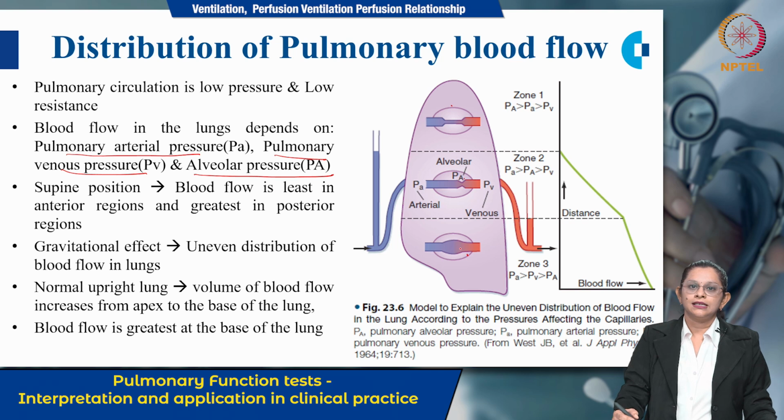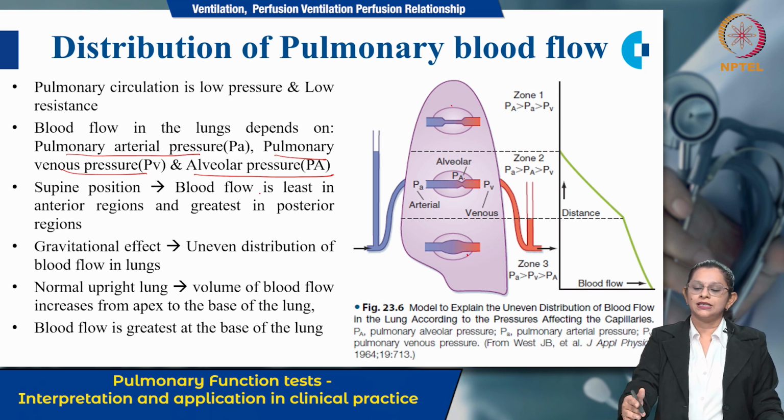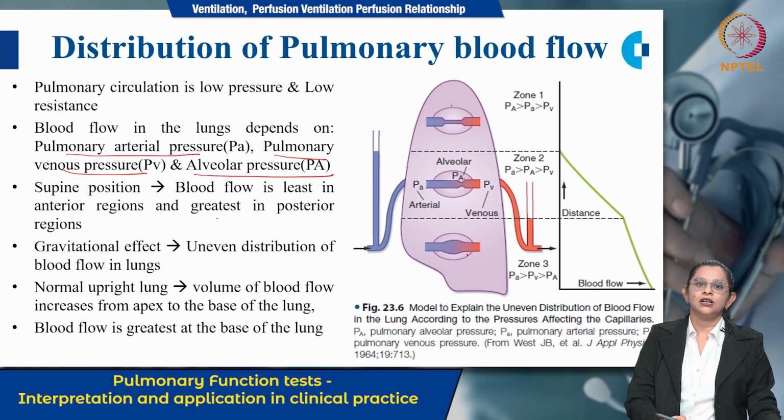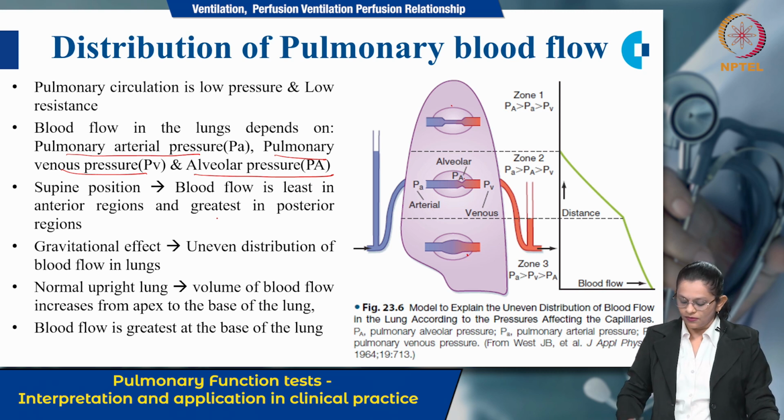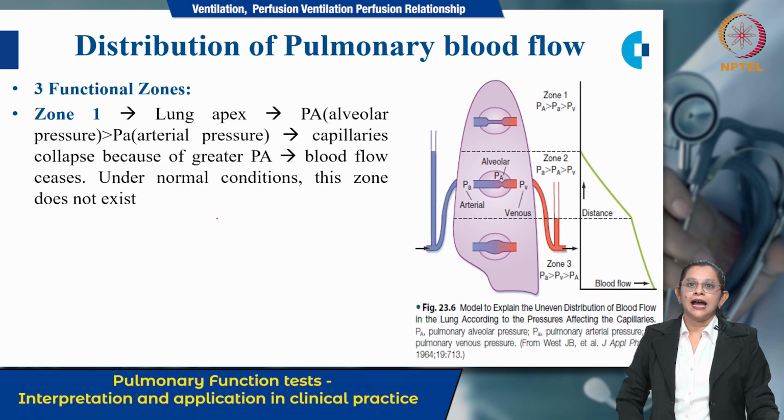So based on this, the blood flow also varies across all these zones of the lungs because of the action of gravity. But when the patient is in a supine position, blood flow is almost equal in all parts of the lung, greater in the posterior regions and lesser in the anterior regions. But the gravitational effect will have an uneven distribution of blood flow in the lungs. So that will divide the lungs into three functional zones.